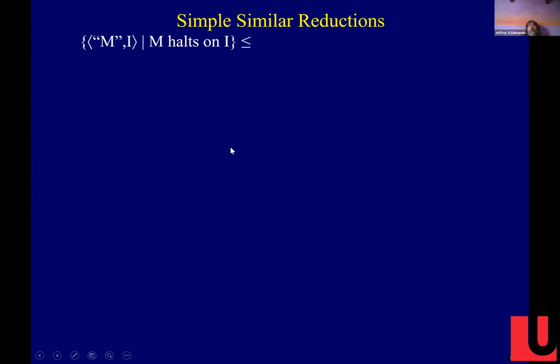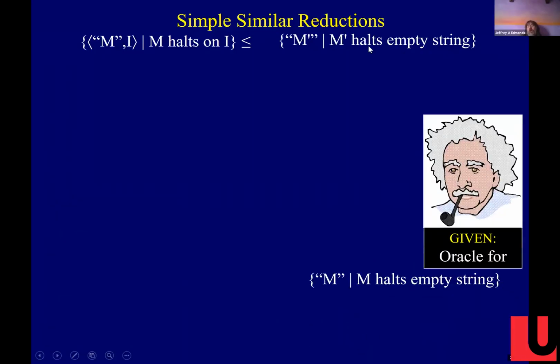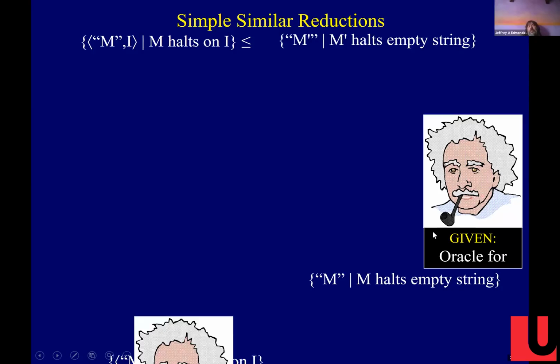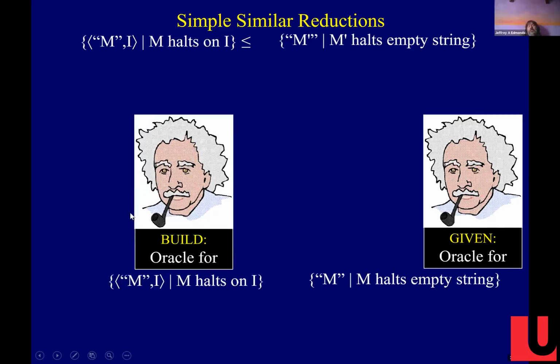I always get it wrong. We're going to assume we have an algorithm for this harder problem. If we have an algorithm that solves the halt on the empty string problem, we pretend we have an algorithm for that, and we're going to use it to get an algorithm for the halting problem. But we know that we don't have an algorithm for the halting problem, so we don't have an algorithm for the does M halt on the empty string problem.